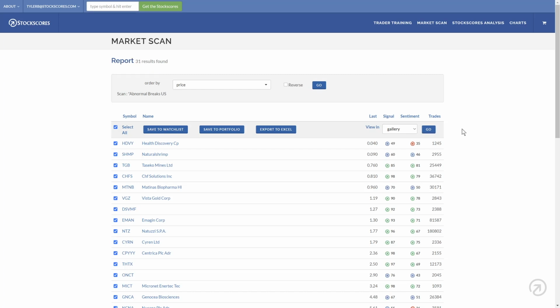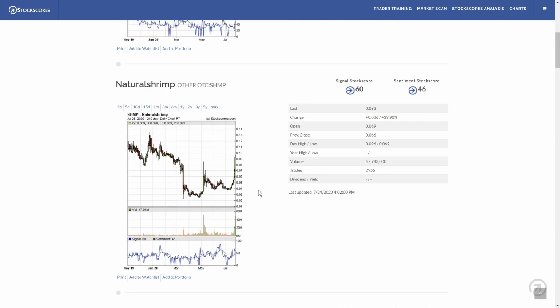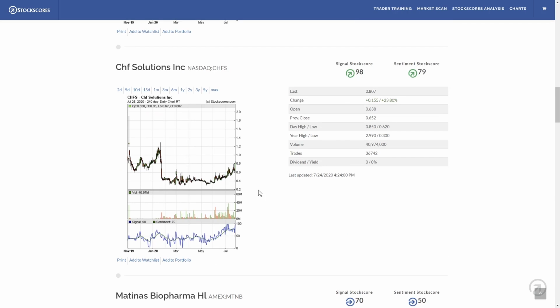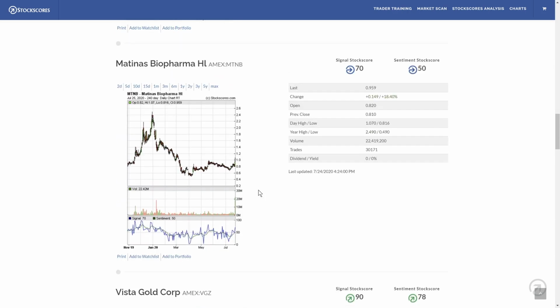So now we're going to take a look at the charts to see which ones have good chart patterns. And that's what it's all about. Just because a stock is behaving abnormally doesn't mean it's worthy of a buy. We still have to check the chart to see if it has a good chart pattern. So as I go through these, I'm looking for breaks to the upside from low volatility.